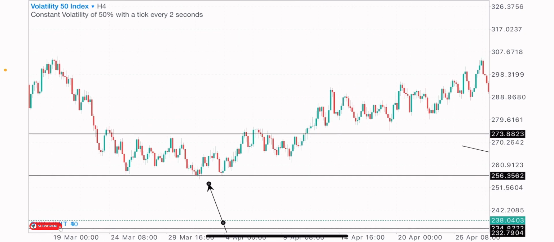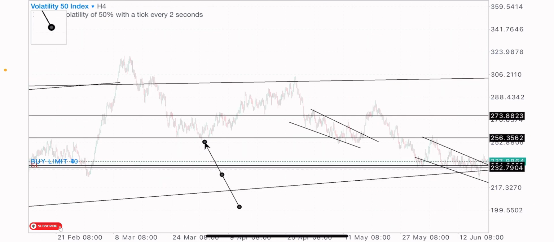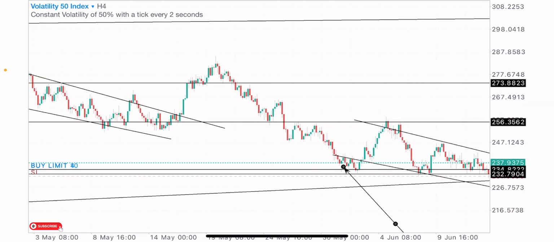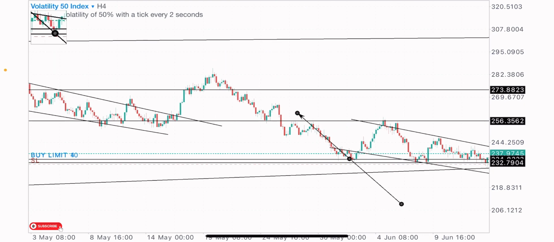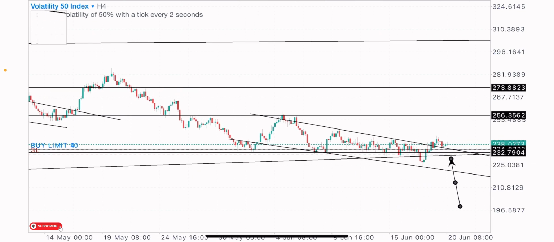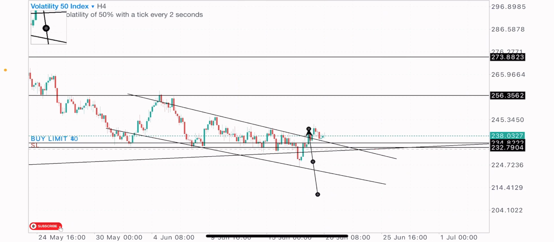Support at this point as well. Let's zoom out so you can see it clearly. Okay, support here as well, support on this level, support before this move to the upside.